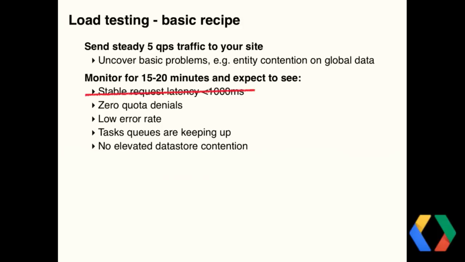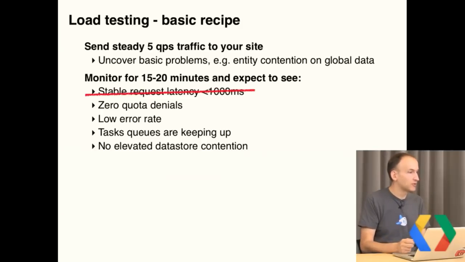So what do you do? You wait about 15, 20 minutes, and what you're looking for is the dashboards in the admin console. You want to see essentially a number of flat lines. You want to see no quota denials, which you certainly won't see at this rate. A very low error rate. There's always going to maybe be some background error rate because you're in a large distributed system. You want to make sure that your task queues are keeping up. You may want to ratchet up the number of concurrent requests there if you need to. And no elevated datastore contention. So you don't want to see a number of datastore errors.